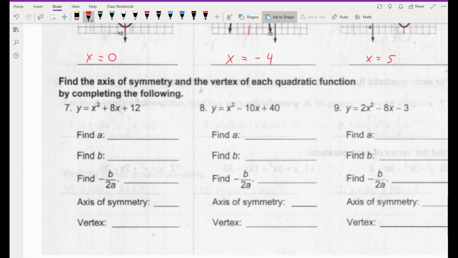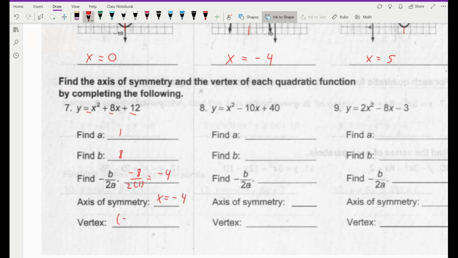Number 7 says find a and b. We'll identify a as 1 and b as 8. Of course, the c here is 12, but we're not asking for that. It says find -b over 2a. Well, this would be -8 over 2 times 1. -8 over 2 is -4. So the axis of symmetry is x equals -4.